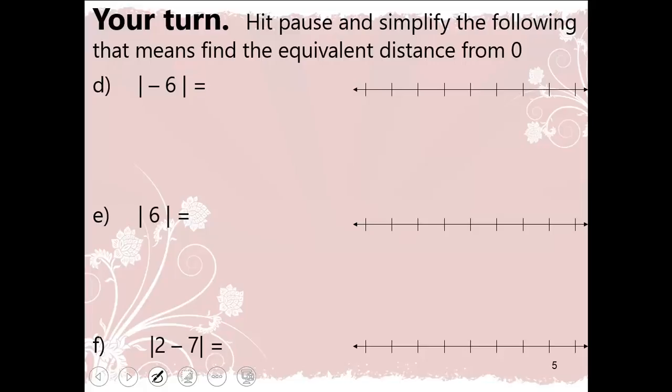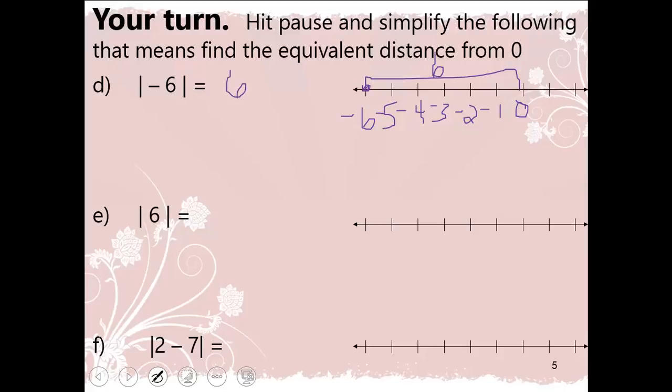Letter D. This is equivalent to finding the distance at 6 units to the left of 0. So -1, -2, -3, -4, -5, -6. How many spaces did I move? I moved a total of 6 spaces. Yes, we moved in the left direction, but distance is non-negative.